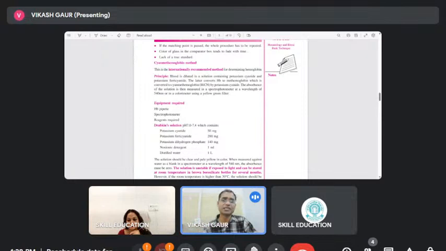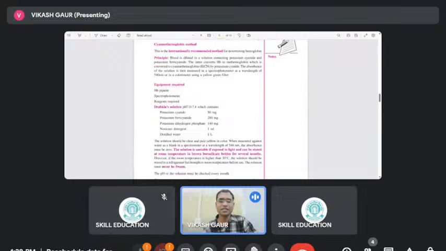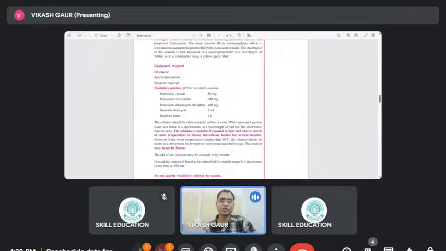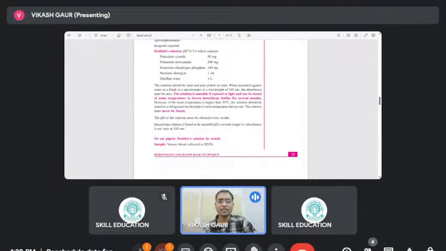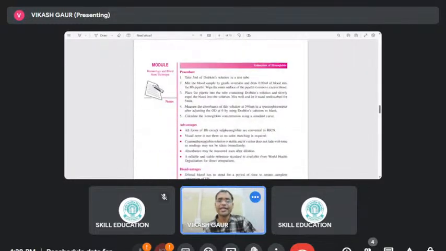The second method is the cyanmethemoglobin method, which is internationally accepted. What is required: a spectrophotometer and Drabkin solution reagent. What we need to follow: take 5 ml of Drabkin solution in a normal test tube. Mix the blood sample by gentle inversion and draw 0.02 ml, 20 microliter, of blood into the HB pipette. Wipe out the outer surface of the pipette to remove excess blood. Place the pipette in the tube containing Drabkin solution and mix slowly, well.